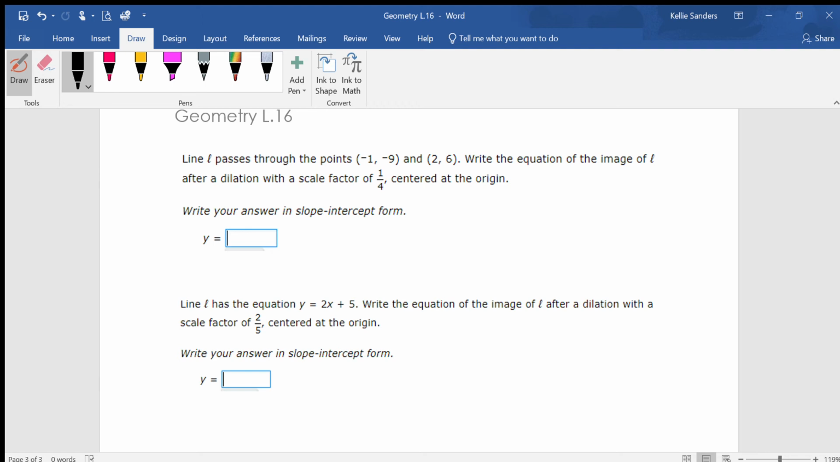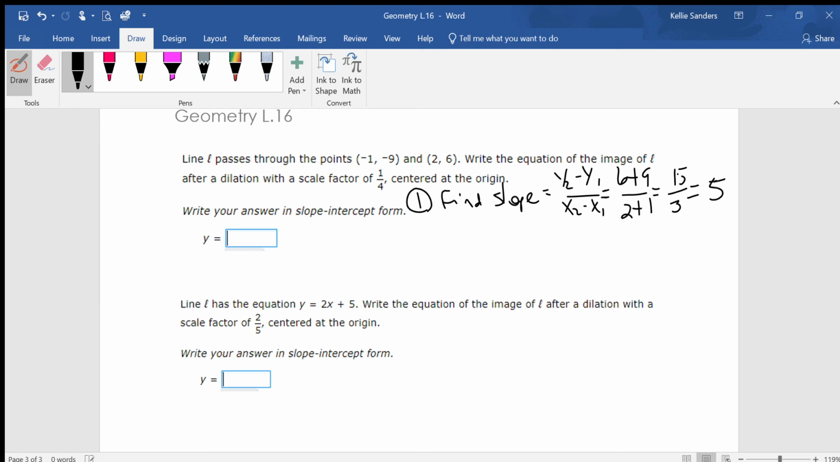Okay, so I'm going to write down the steps that you're going to need to do. Find slope: y2 minus y1 over x2 minus x1. We've already done it this year. 6 minus a negative 9, so it'd be plus 9. 2 minus a negative 1, so plus 1. 15 over 3, which is 5.